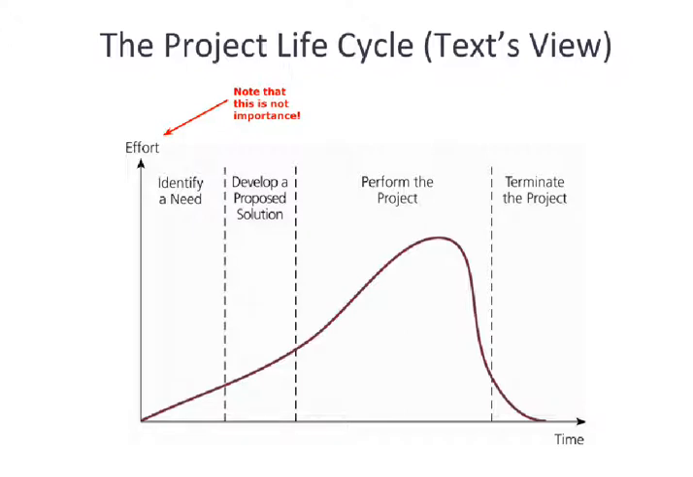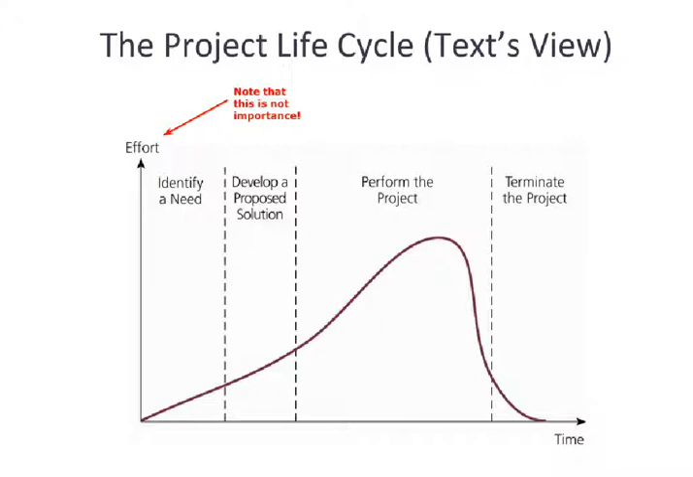Our textbook presents this image for the project lifecycle. You will see this multiple times throughout the text as we proceed through. It's a useful image. What it does is it divides the entire life of the project up into 4 big stages: identification of the need, development of a proposed solution, then execution or performance of the project, and then closing out of the project or termination of the project.